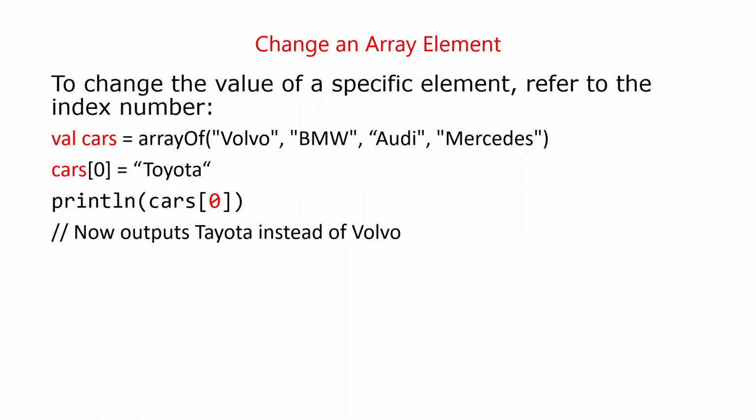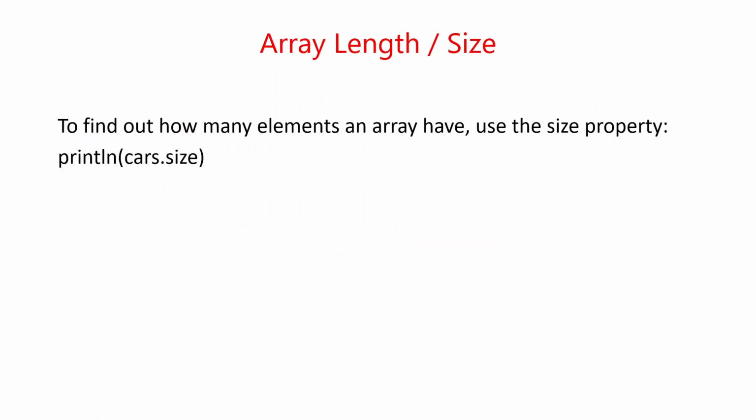Now to change the value of a specific element, here I have created one array, and if I assign index 0 to Toyota, and now I print the index 0 element, I will get Toyota instead of Volvo. Now to find out the size of the array, you have to use the property cars.size.